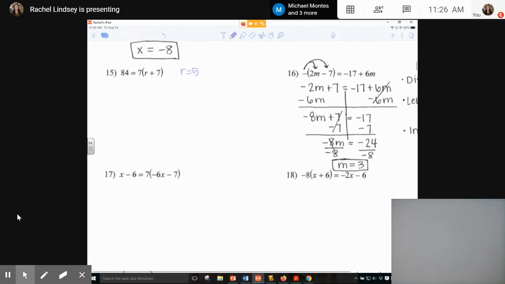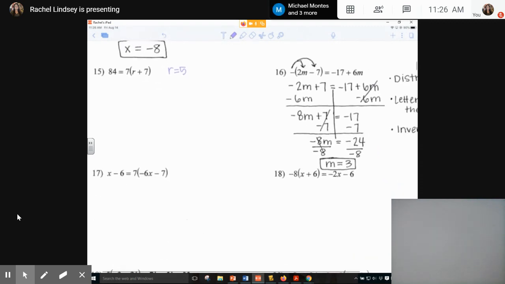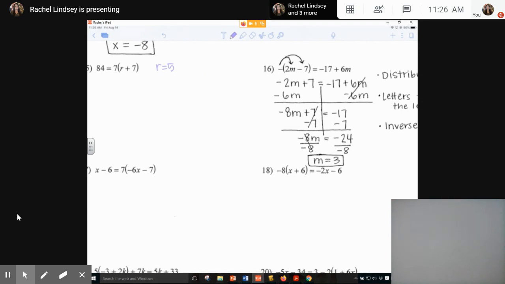Now on number 17, we've got something different. So look at 16. On 16, we have a letter over here, and we have a letter over here. We have a letter on both sides. So when we have variables on both sides, we're going to do what I call letters to the left. It's just a way to remember that you have to have letters to the left, numbers to the right. Letters on one side, numbers on the other.